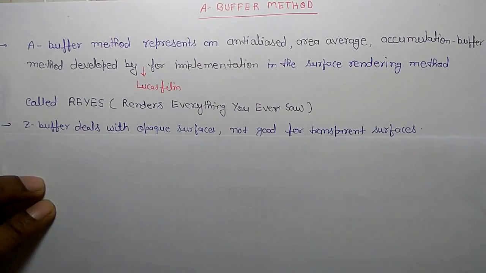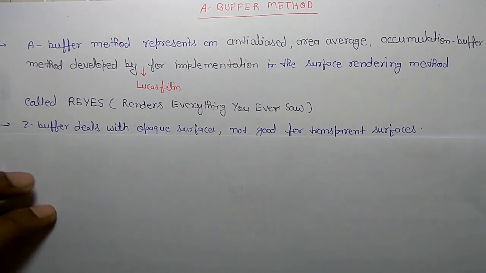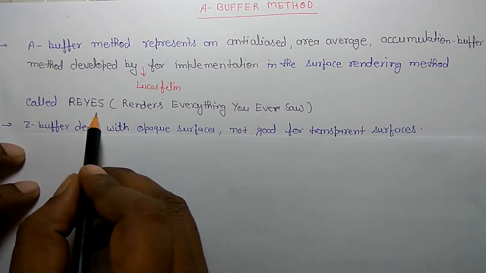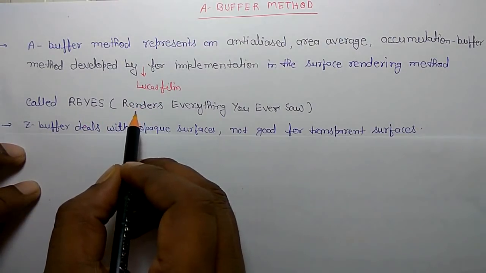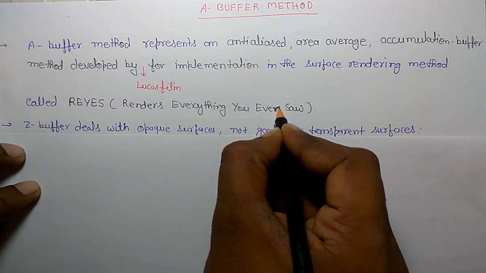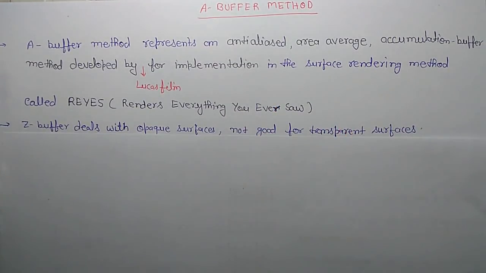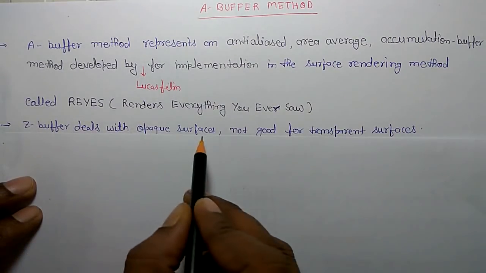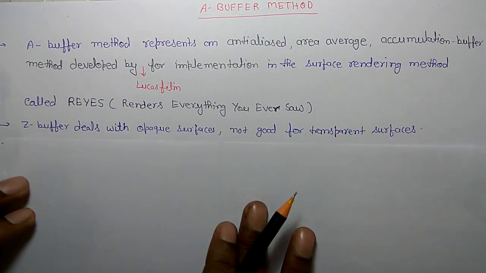The A-buffer method represents an anti-aliased, area-average, accumulation buffer method, developed by Lucasfilm for implementation in the surface rendering system called REYES, where REYES stands for Renders Everything You Ever Saw. So whatever you see, you render it. The Z-buffer deals with opaque surfaces, not good for transparent surfaces.